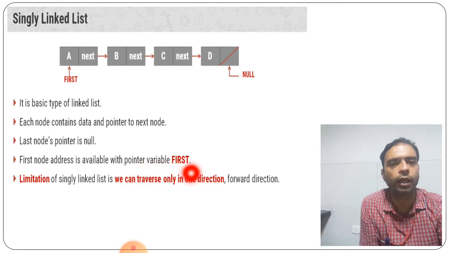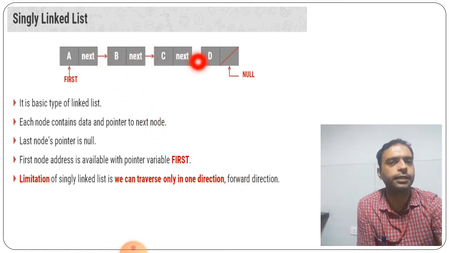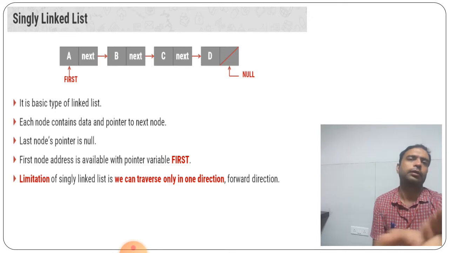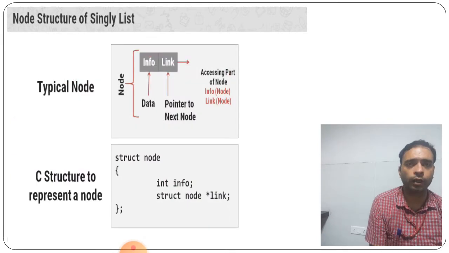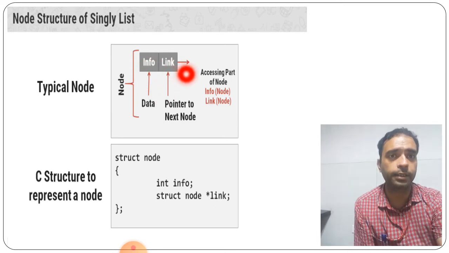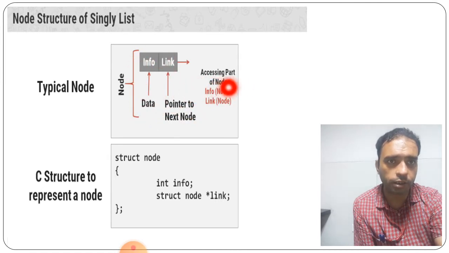We can traverse only in one direction, the forward direction, not backward. Here the direction is given, this is the forward direction, so that is the limitation given here. Now a typical node has two different parts. The first one is data and the second is the pointer to the next node. So this is a node, and we have to define the structure for this.